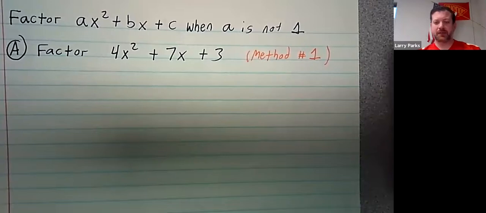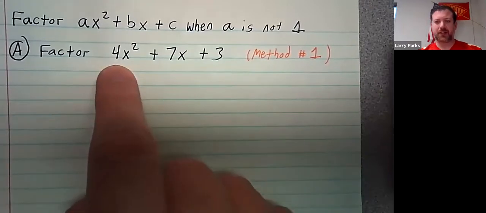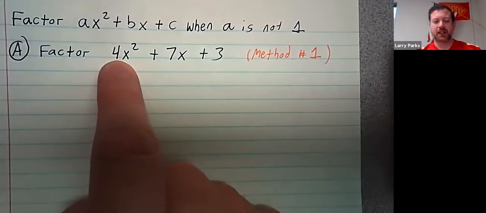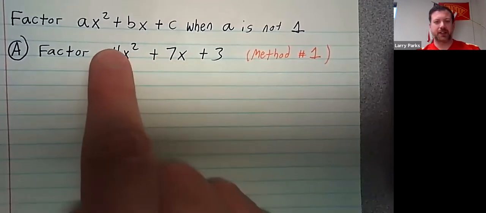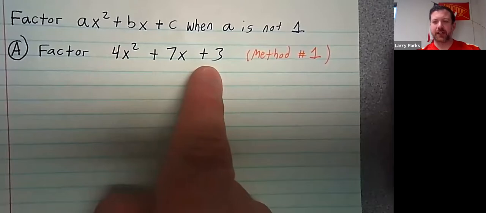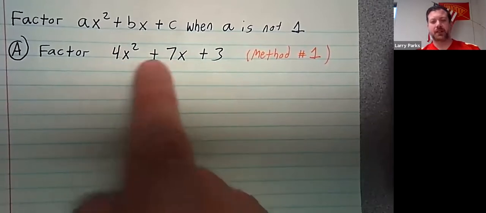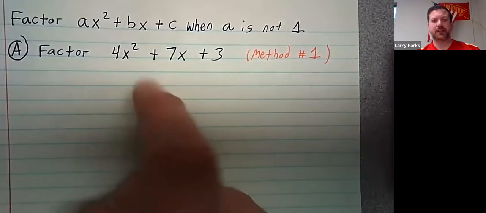So method 1, how do I factor this? First, you look for GCF. You always look for GCF. And I look, they all don't have an x. And then I have 4, 7, and 3 that are what we call relatively prime. So there is no GCF.